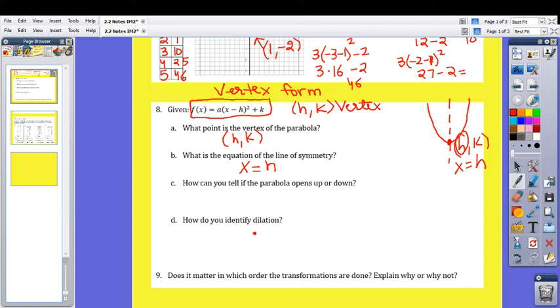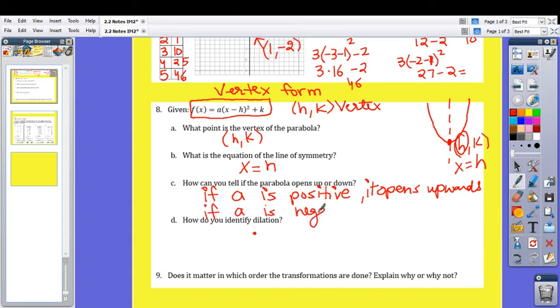Now, what can tell if the parabola opens up or down? If a is positive, then it opens up. And if a is negative, then it opens downwards.